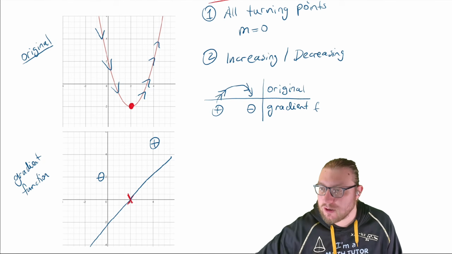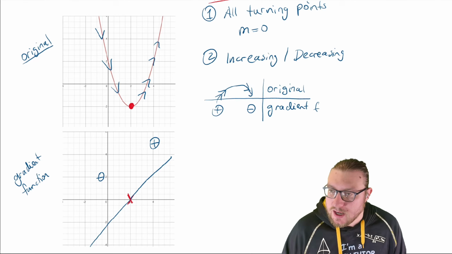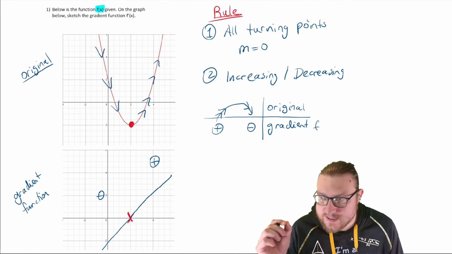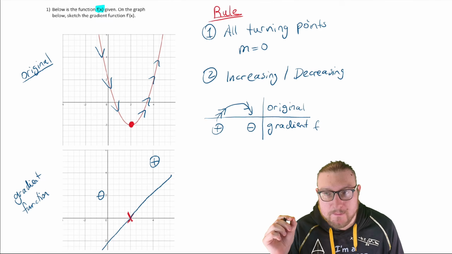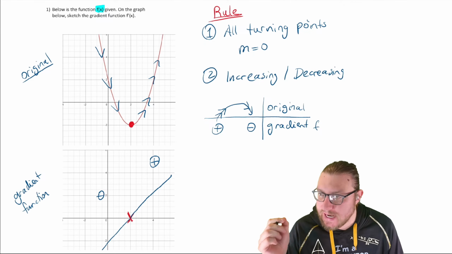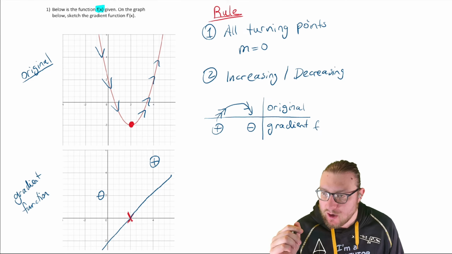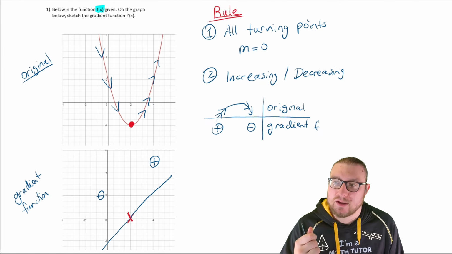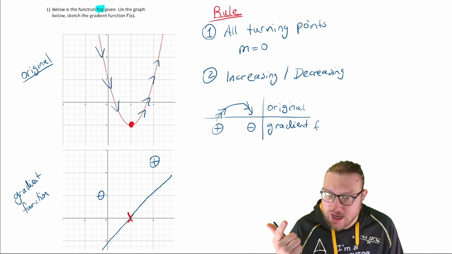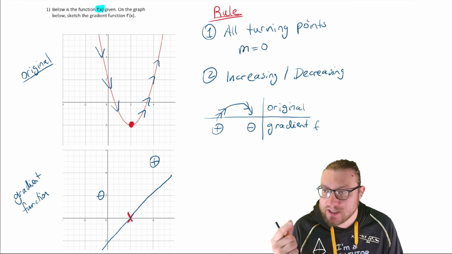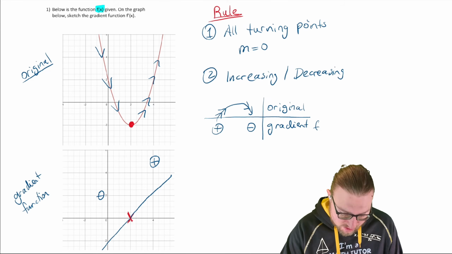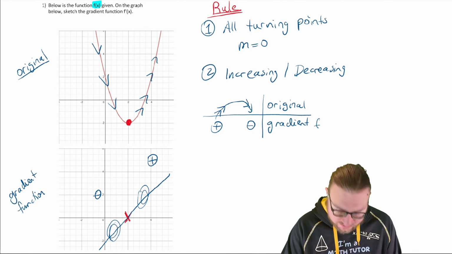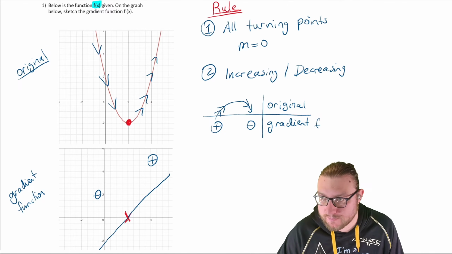There we go. So now this is the first method that I would say you guys need to know for the majority of these, about 80% of these. All you've got to figure out is where are the turning points, the maximums and minimums. That means that in the gradient function, we have 0, so we have an x-intercept. And then you figure out, is it going to come from the bottom and go to the top? You do that by checking if it's increasing or decreasing before.